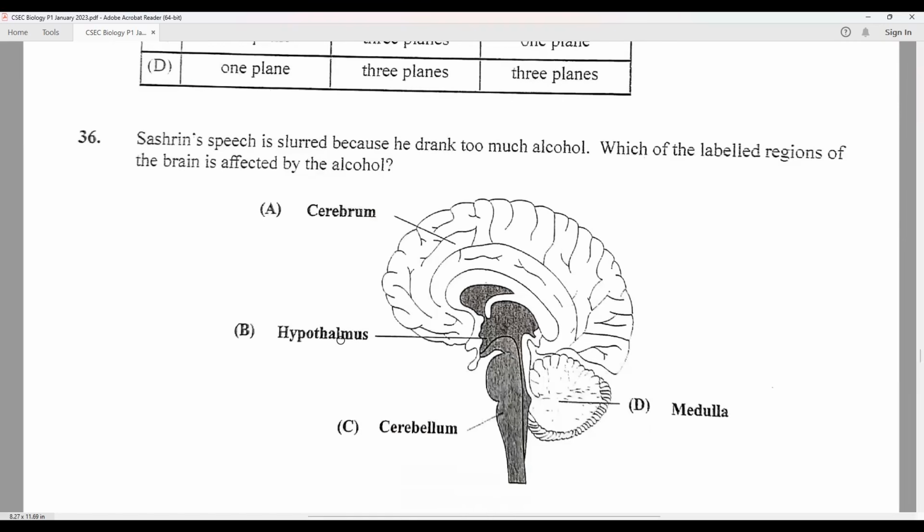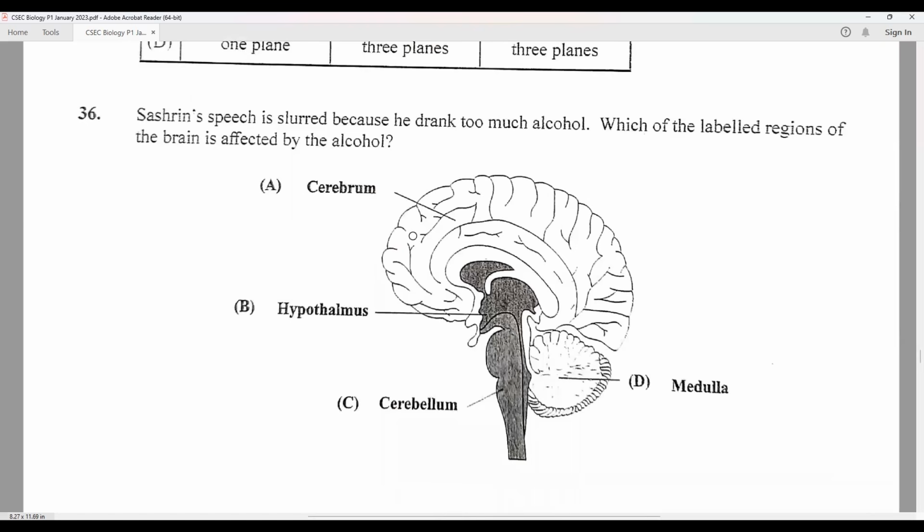Question 36 shows you a picture of a brain. It says, Saren's speech is slurred because he drank too much alcohol. Which of the labeled regions of the brain is affected by the alcohol? Speech is part of the cerebrum. You need that part to have good speech. So A is obviously affected.